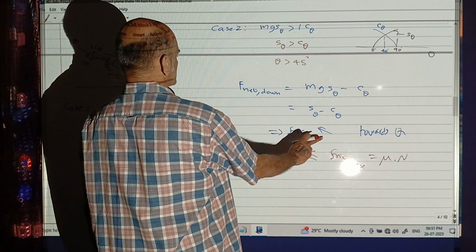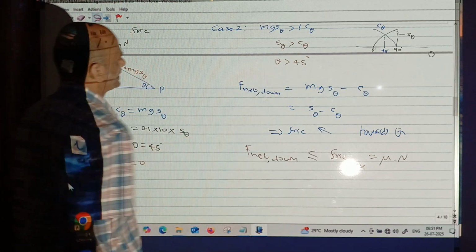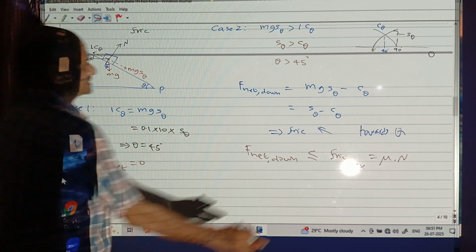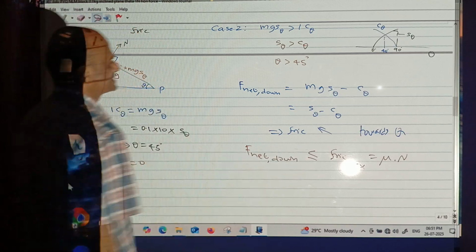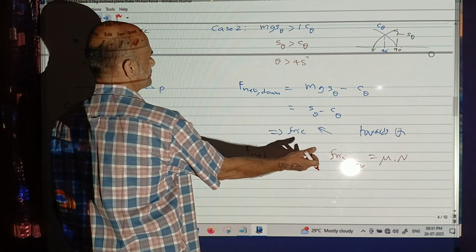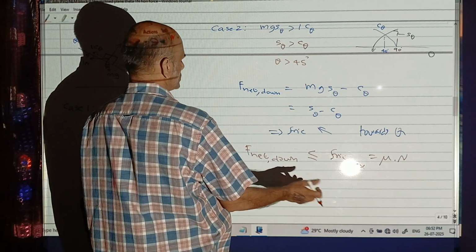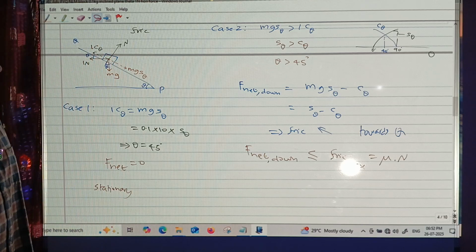So just this condition is not sufficient for it to remain stationary. If theta is greater than 45 degrees, this condition also should be satisfied for it to remain stationary. Because if the net force is downwards and the friction force is not sufficient, it will go down. But the friction force is sufficient to stop the block from going down.